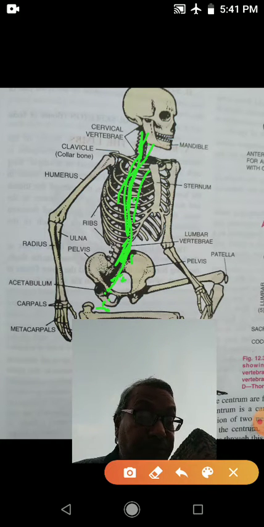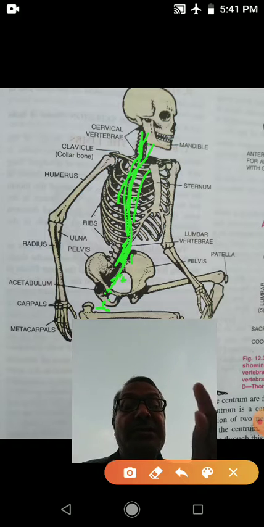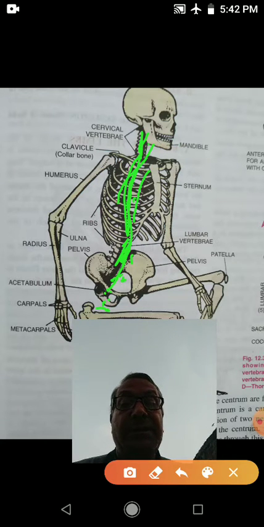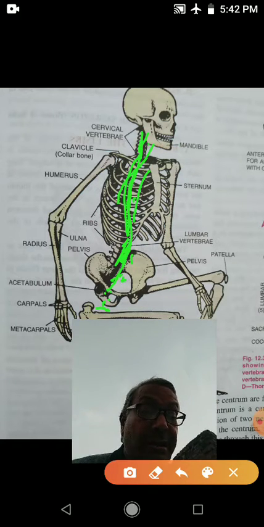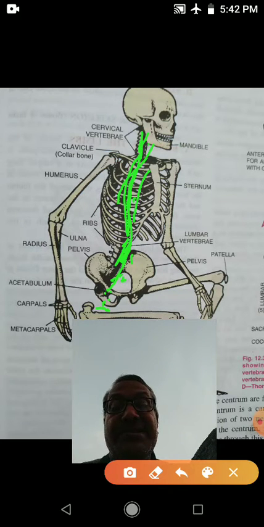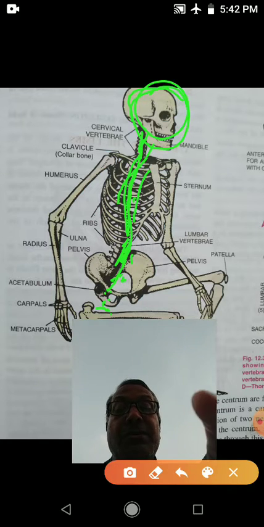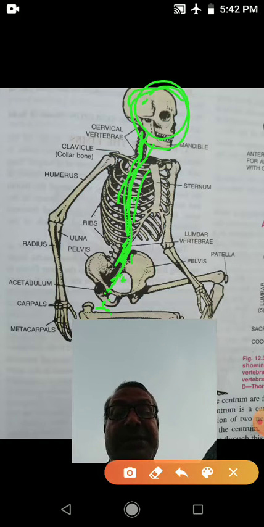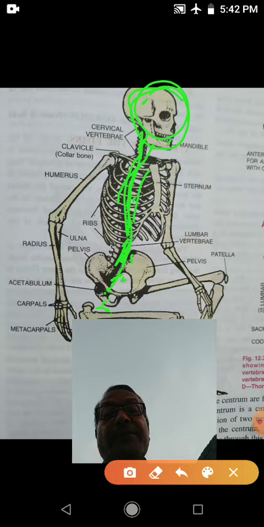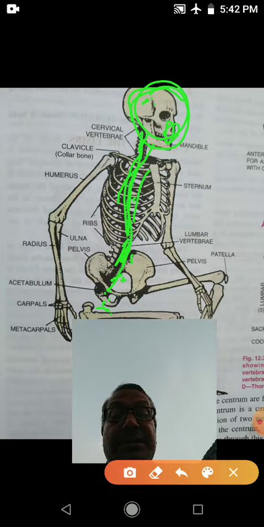So these are the vertebrae. So children, I told you about the axial skeleton. There are two main parts of the axial skeleton. One is the skull and the second part is the vertebrae. In the skeleton, the skull has two parts. One is the cranium, that is the brain box. The other is the face bone. 8 bones form the brain box and 14 bones make up the face bone.